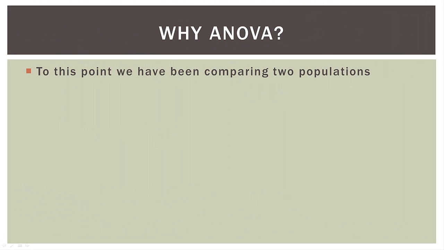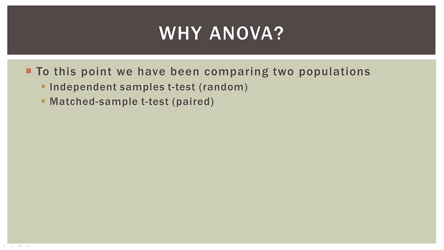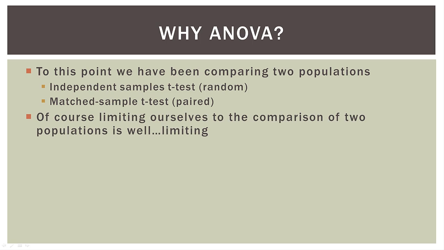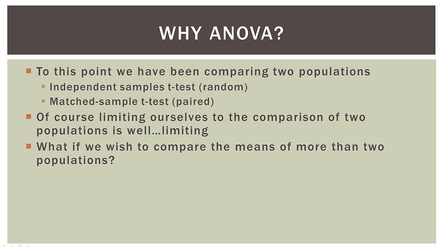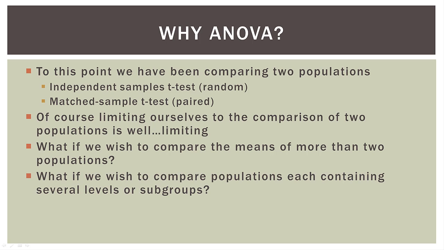Okay, so let's wrap this up. So why ANOVA in the first place? Remember, up to this point, before we started ANOVA, we were only comparing two populations with the independent samples t-test, which is a random one, and then matched sample, which is paired. But of course, limiting ourselves to the comparison of two populations is limiting. The world is much more complex than just two populations. So what if we wanted to compare the means of more than two populations? What if we wish to compare populations each containing several levels or subgroups, like in this problem? So that's why we use ANOVA, or the analysis of variance.